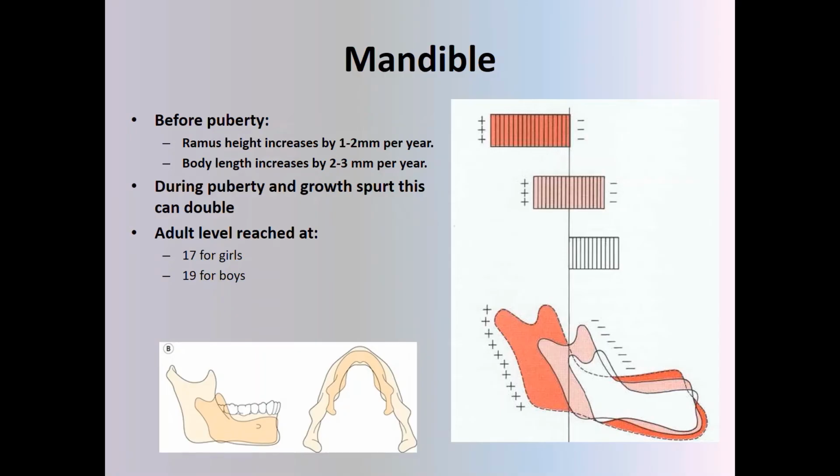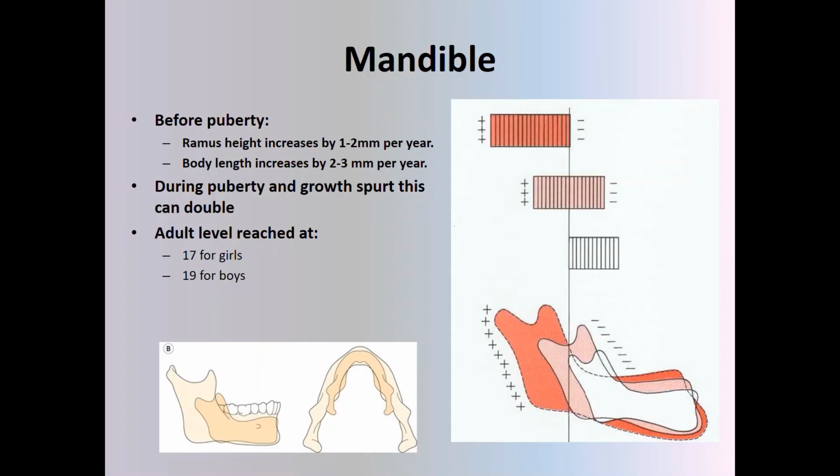Now, before puberty, we will get a 1 to 2 millimeter increase in the ramus height per year, while the body length will increase by 2 to 3 millimeters per year. During the adolescent growth spurt, this should double. And this is why it's important: if we're planning for growth modification, an orthopedic effect, then we need to aim to start the treatment during the puberty growth spurt to get the best results.